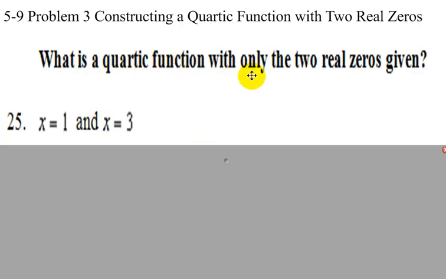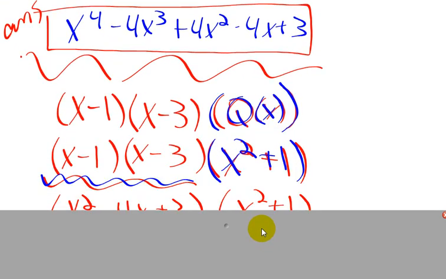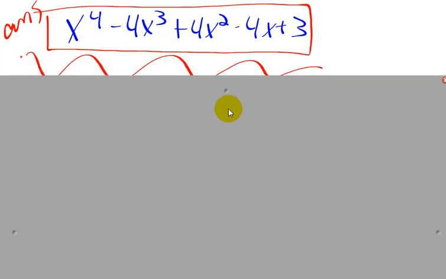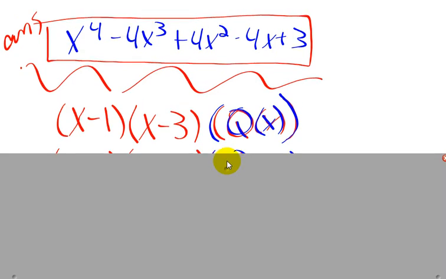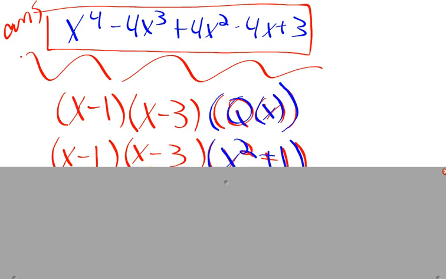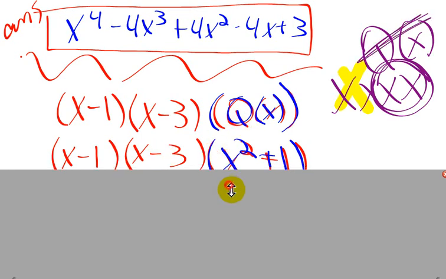And the last problem, what is the quartic function with only the two real zeros given? So that's a 1 and a 3. So what did that come from? Well, the answer is x to the 4th minus 4x cubed plus 4x squared minus 4x plus 3. But how do we get it? Well, you get the two zeros, 1 and 3, so that's x minus 1 and x minus 3. Then you've got to have 4 zeros. They gave you 2, so you have to get 2 more. So we call that q of x, and we're going to make that the most simple quadratic, x squared plus 1.